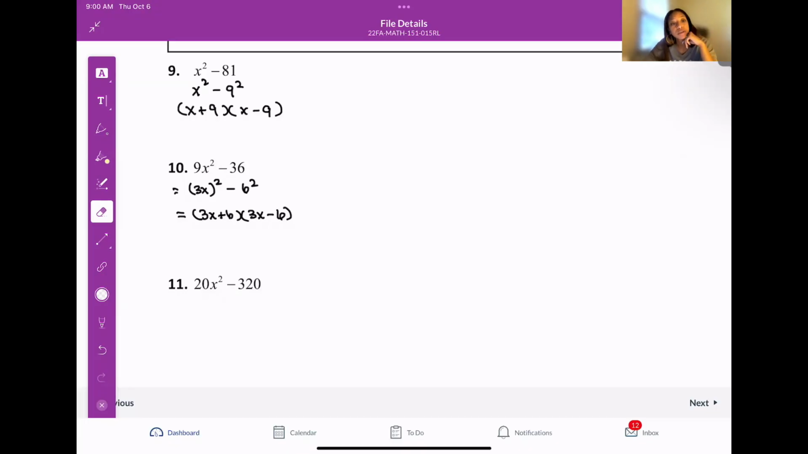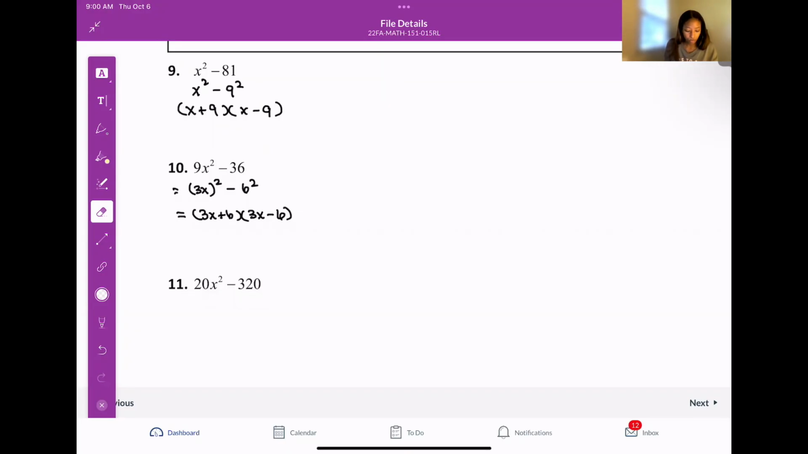However, for number 11, we have 20x squared. Is 20 a perfect square? No, 20 is not. The x squared is fine, but the 20 is giving us a problem. This is an example of where we want to first factor out the greatest common factor and then see what's left and if we have a difference of squares.